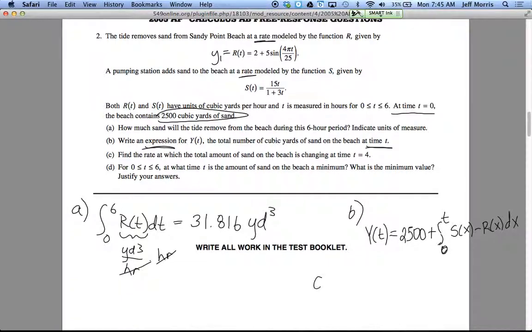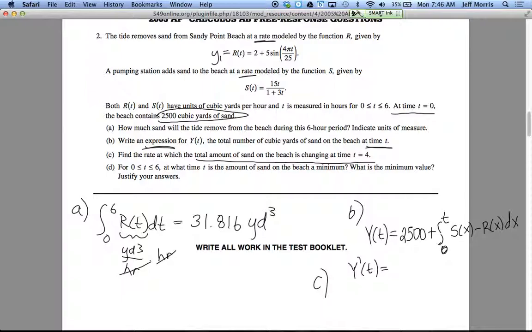Part C is either dependent upon you understanding this or being really intuitive. Okay? Because they want you to find the rate at which the total amount of sand on the beach is changing at 4. So in other words, they want you to find y prime of 4. Now to do y prime of 4, you got to find what first? You need y prime of t. What's the derivative of a constant? 0. Now we get to this.